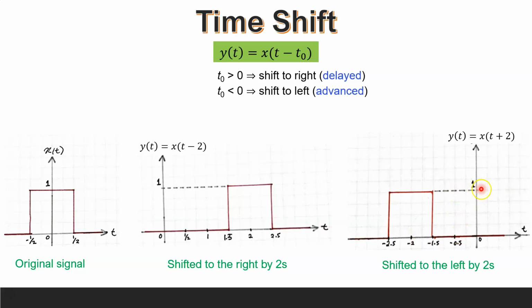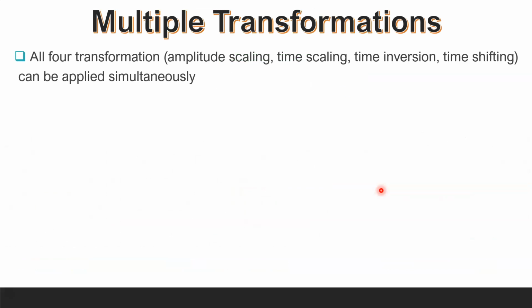Okay, so from here it shifted to the left by 2 seconds. Now you can also have multiple transformations in one go. For example, all 4 transformations can be applied simultaneously. So let's say your signal g of t undergoes this transformation where you have amplitude scaling, you have time scaling, and you also have time shift.